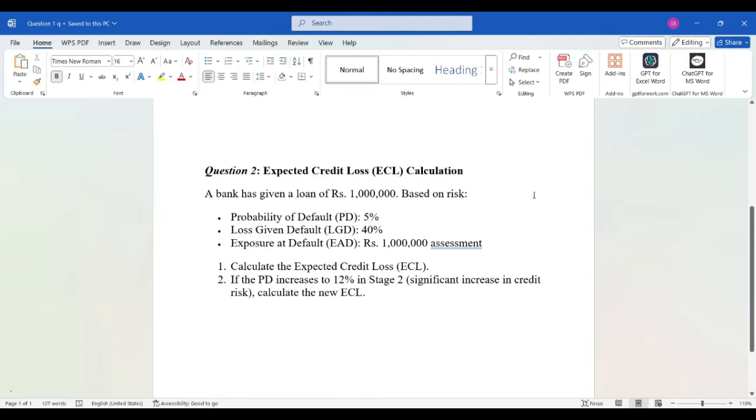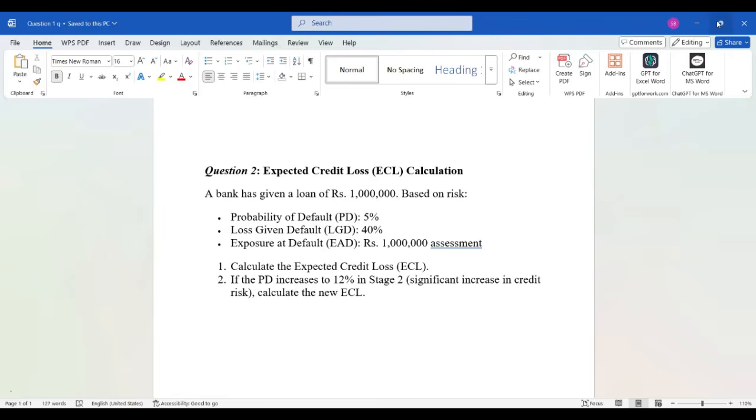So let's look at the example. The example says a bank has given a loan of rupees 1 million based on the following risks. The first one is probability of default, 5%. The second one is loss given default, 40%. And the third one is exposure at default, 1 million. So the ECL model consists of these three items: probability of default, loss given default, and exposure at default. In order to find the ECL, the expected credit loss, we have to multiply these three things.